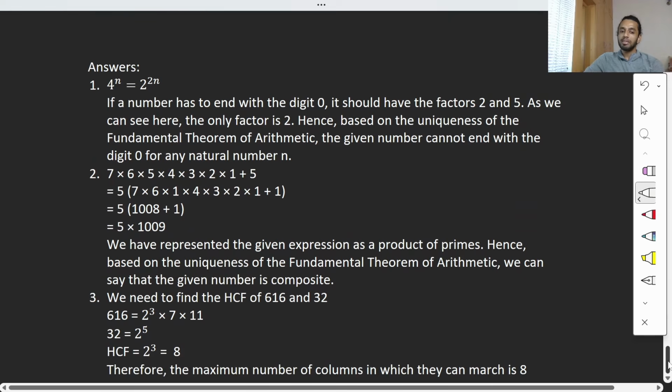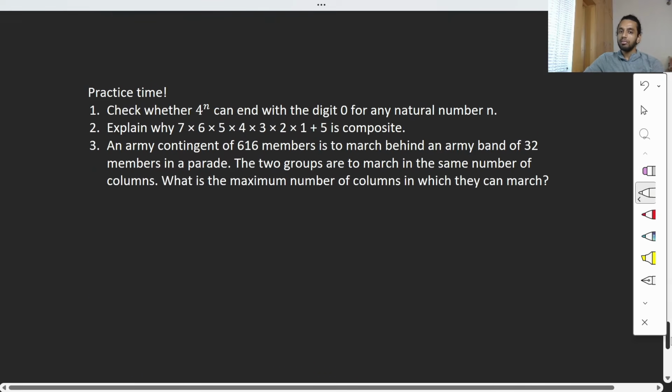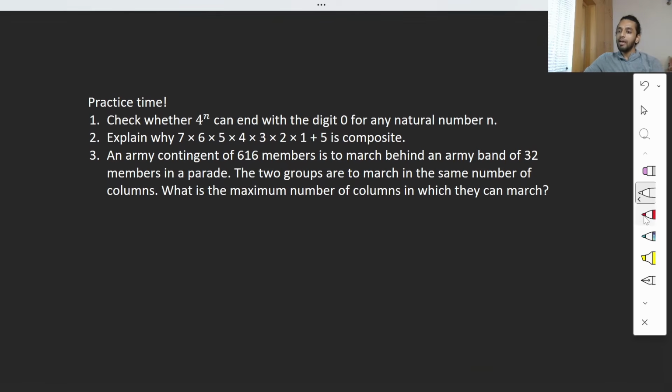I would also like to say that in the last question, the army contingent, they have used the keyword maximum, which obviously says that we need to find the HCF. But at the same time, we can also understand that if they need to stand in a number of columns, then the number of columns cannot exceed these values, 616 and 32. It has to be less than these two values. So therefore we find HCF. So that way also we can remember this.